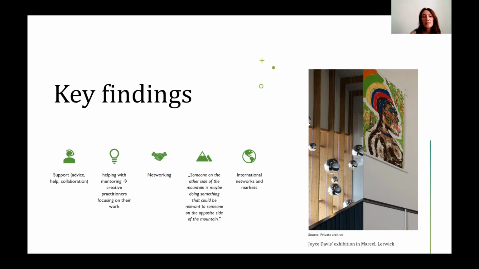So organizations are helping them with mentoring in the form of advice, help, or collaboration. Another really important factor is networking, because this quote illustrates this point very clearly: someone on the other side of the mountain is maybe doing something that could be relevant to someone on the opposite side of the mountain, which means that if there is someone they don't know about, who could be really helpful for their work, it's not going to be useful. So that's why networking is really important for them to establish international networks, but also to access international markets, because sometimes local markets are not enough to maintain their work.